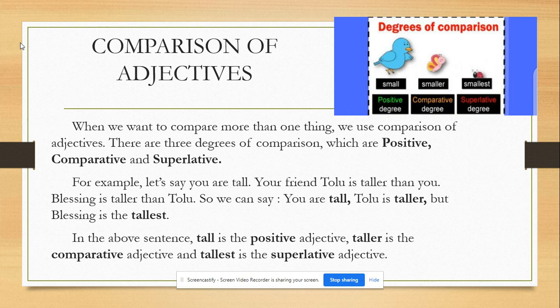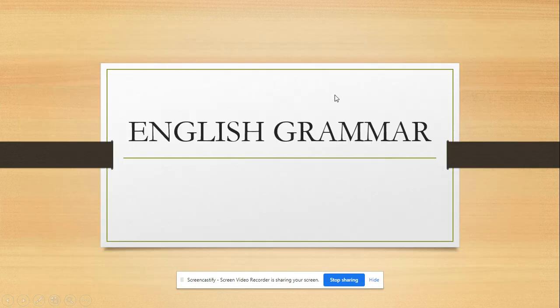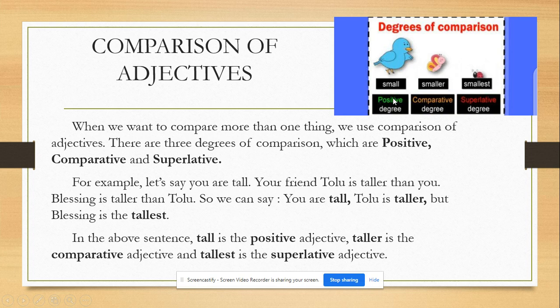All right, this morning I will be looking at the comparison of adjectives. When we want to compare more than one thing, we use comparison of adjectives. And there are 3 degrees of comparison, which are positive, comparative, and superlative. Look at the 3 degrees here. We have the positive, the comparative, and the superlative degree. Small, smaller, smallest. So small falls under positive, smaller is comparative, and smallest is superlative.